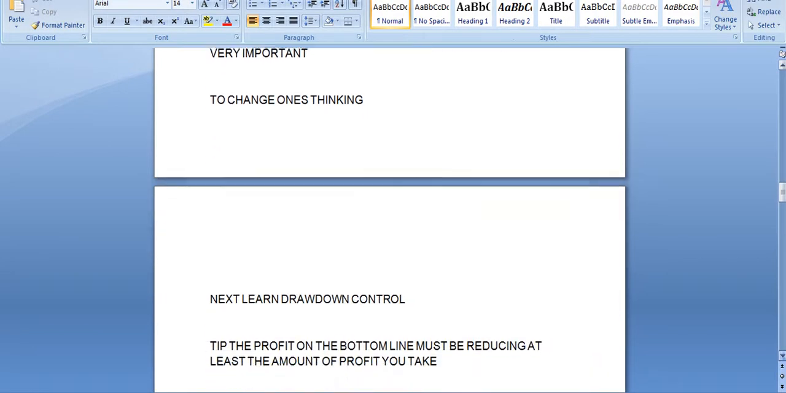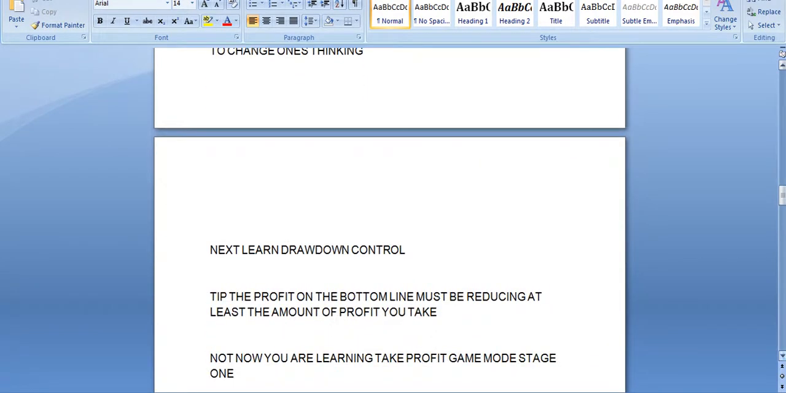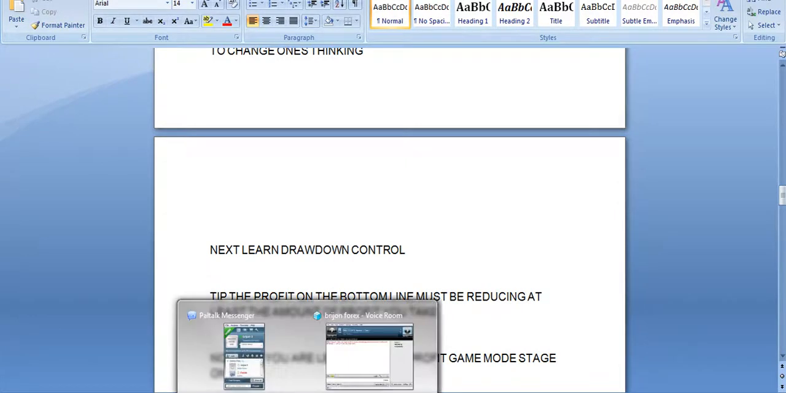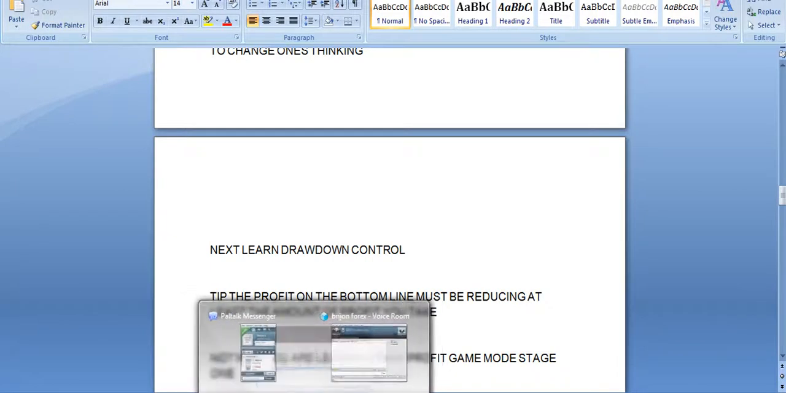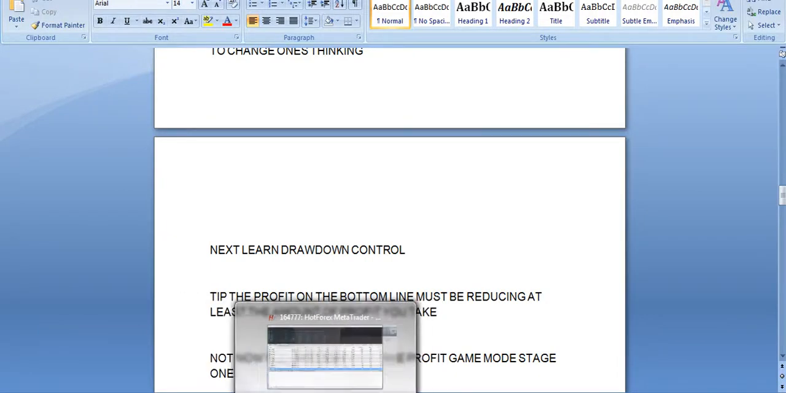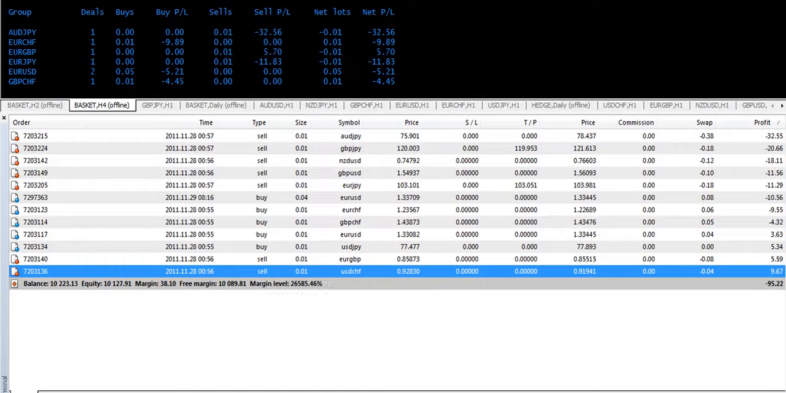Next, learn drawdown. Tip: the profit on the bottom line must be reducing at least the amount of profit you take. Remember, I showed you that clearly. You remember that this profit on the bottom line and this take profit, this bottom line profit must be reducing before you take it.